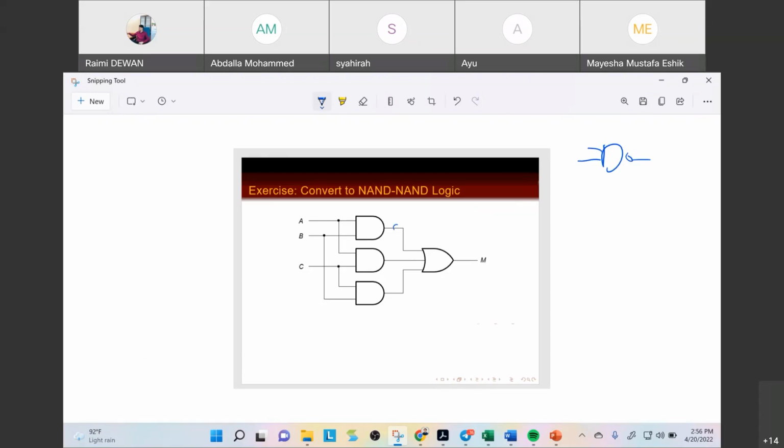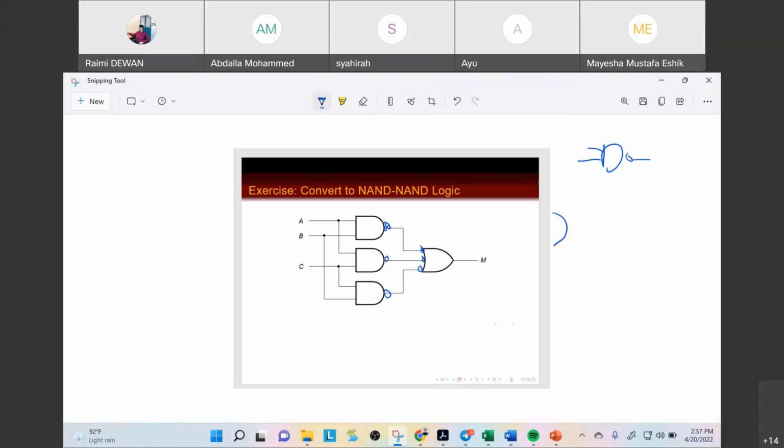So first you create a double bubble. Double bubble is actually equivalent to neutral, because, for example, double bubble A bar is equal to A. So no changes actually, but we introduce the double bubble. Then this bubble moves to here, and this one moves to here. So in the end, when you move the bubbles, you will have a bubble here, here, here, here, here. So this is your NAND logic.